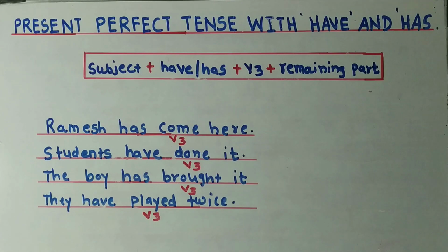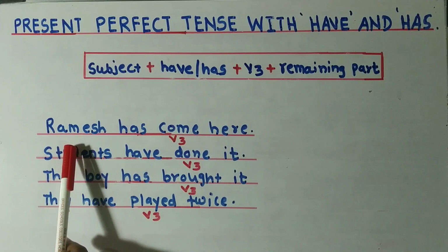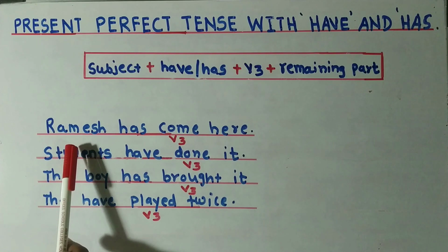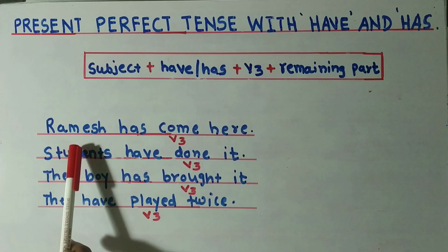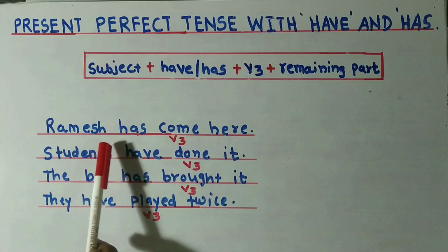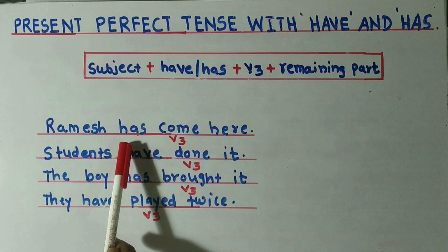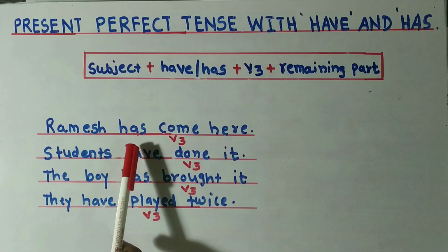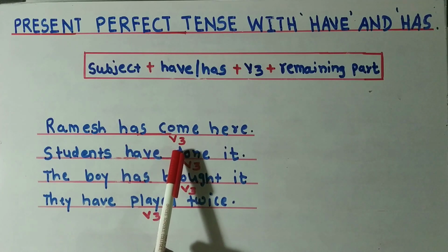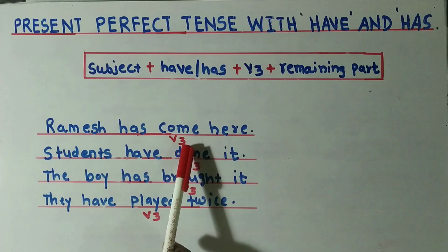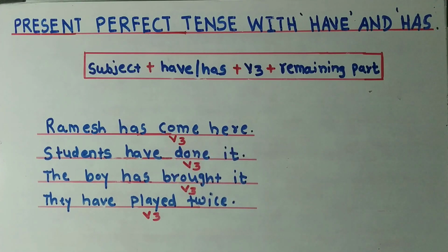Let's understand the structure with the help of examples. Ramesh has come here. In this example, the subject of the sentence is singular, and when the subject of the sentence is singular, we have to make use of has. Therefore, we have put here word has, and then we have put V3 form of the verb, that is word come, and then the remaining part of the sentence is put, that is here.